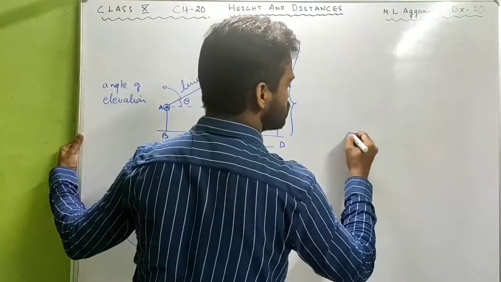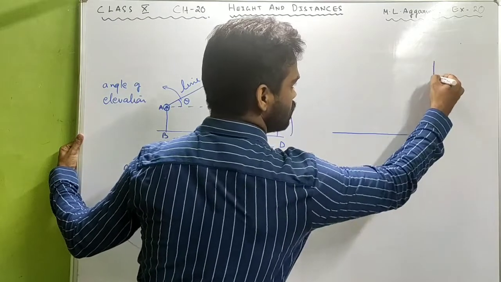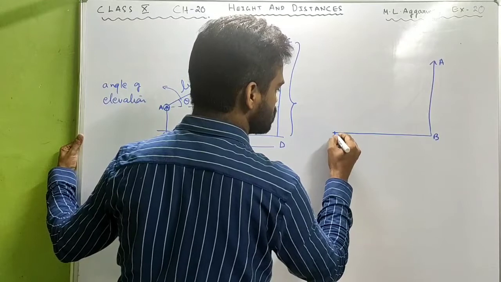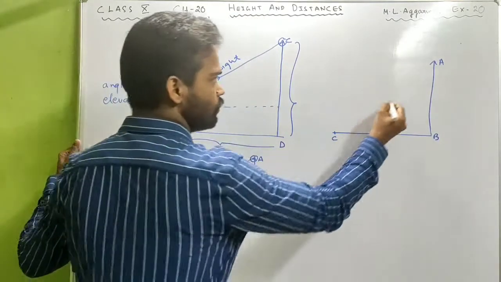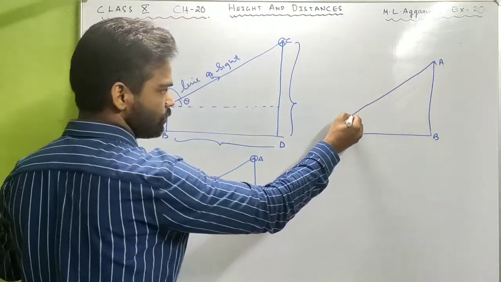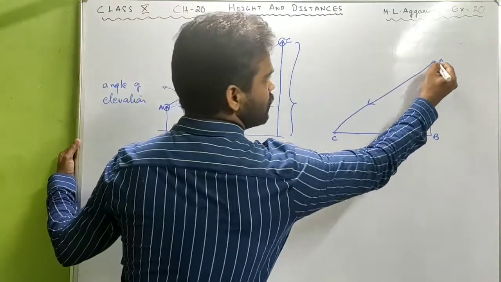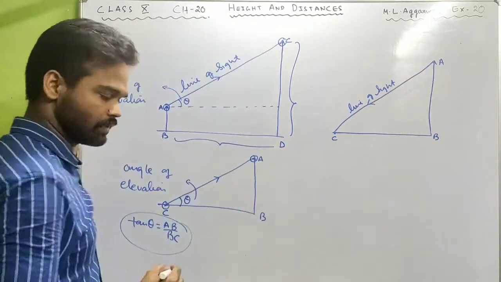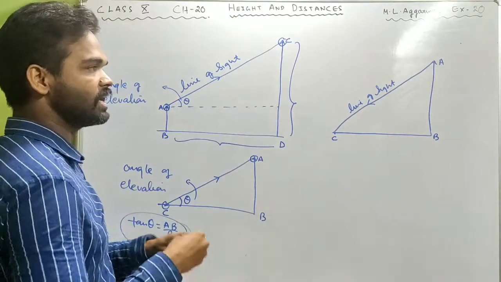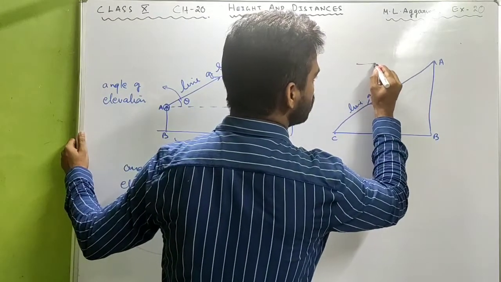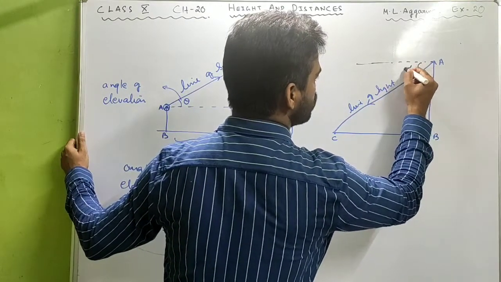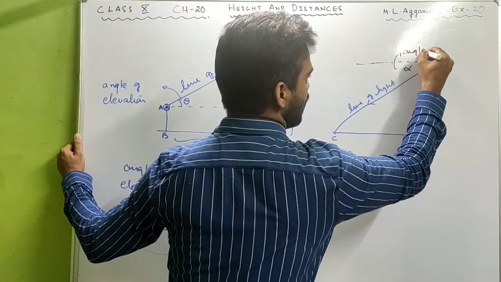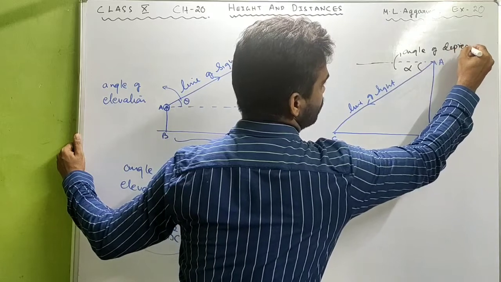Suppose there is a building, suppose AB, and you are seeing a point C on the ground from A. Then this is your line of sight. Then your line of sight makes an angle with the horizontal. See, suppose alpha. Then this is known as angle of depression.